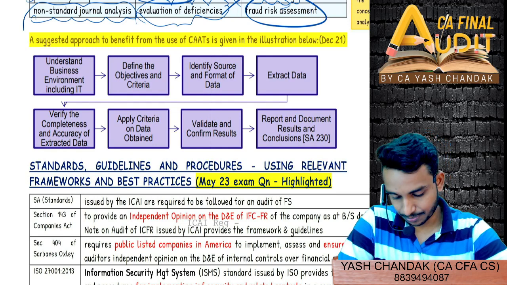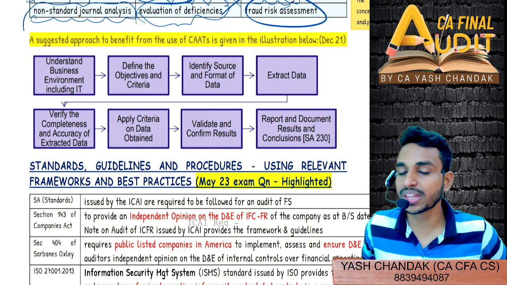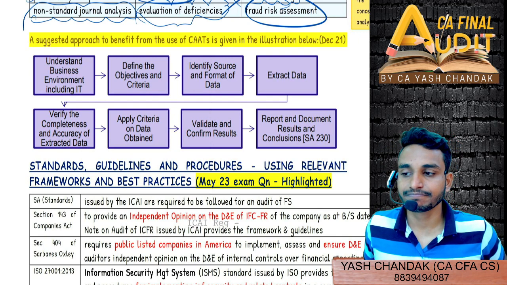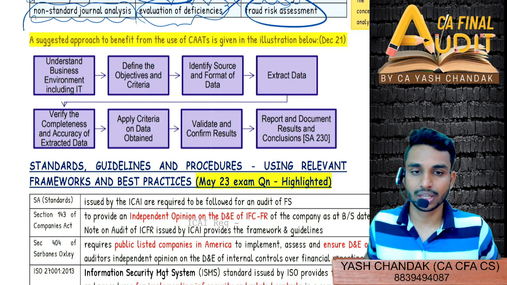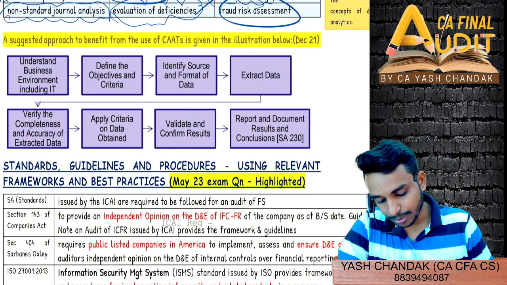Come to the next question. Suggested approach to benefit from the use of CAT. How can you use computer assisted audit tools to get benefit out of that? A suggested approach is given and it is illustrated below.